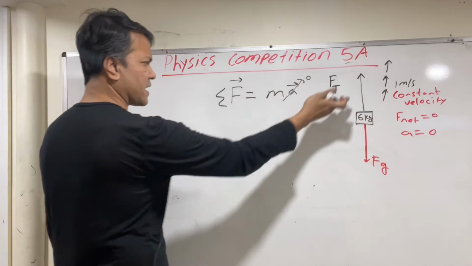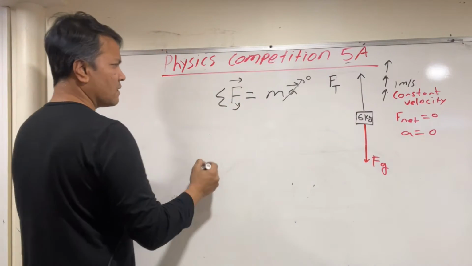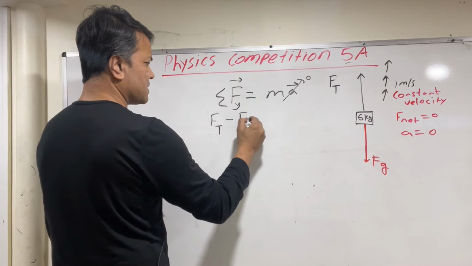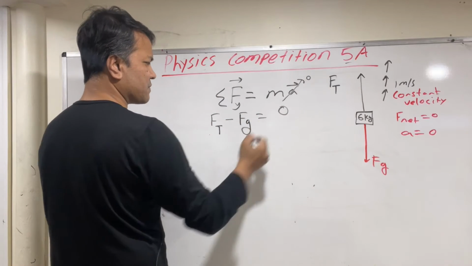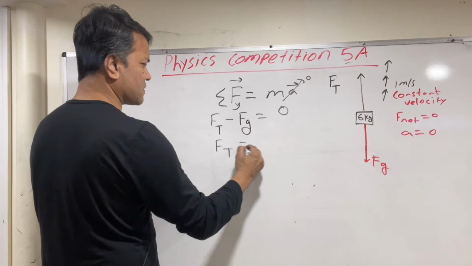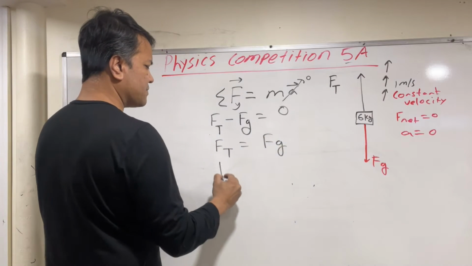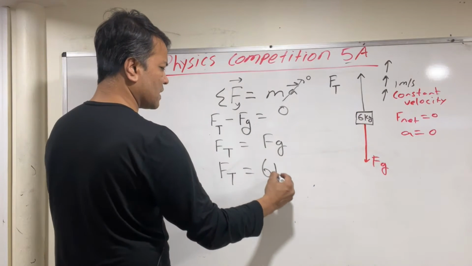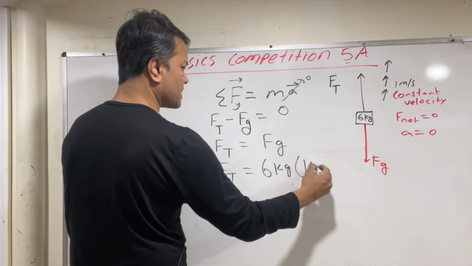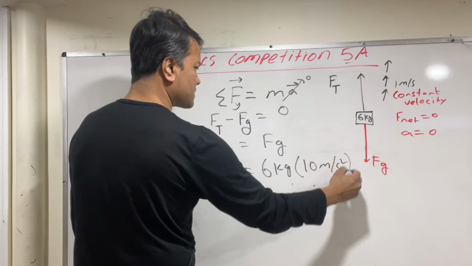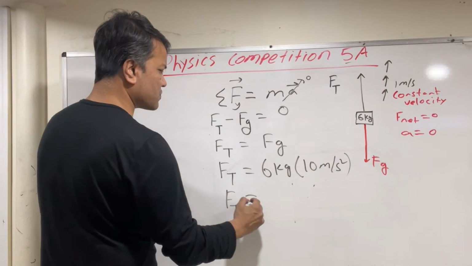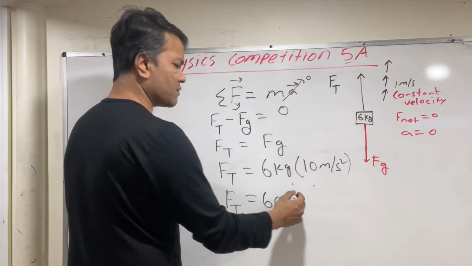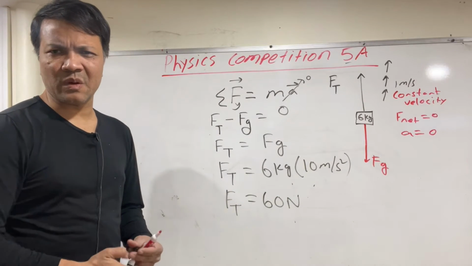All the forces acting in the y direction: Ft is positive minus Fg is negative is equal to 0, right? So Ft is equal to Fg. We know Fg because I gave you the mass of the box, 6 kilogram, and I asked you to use 10 meter per second squared for acceleration due to gravity. So the tension force acting on the rope is 60 Newton. So this was problem number 1.